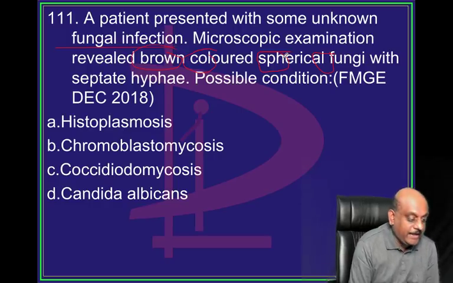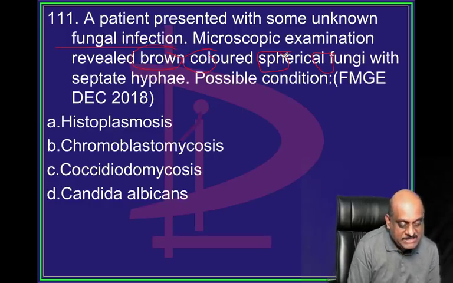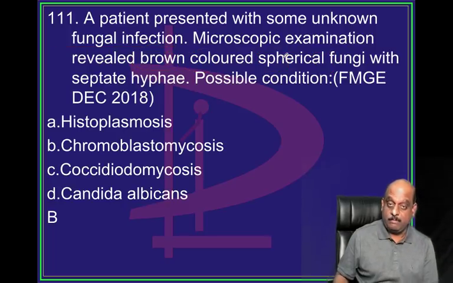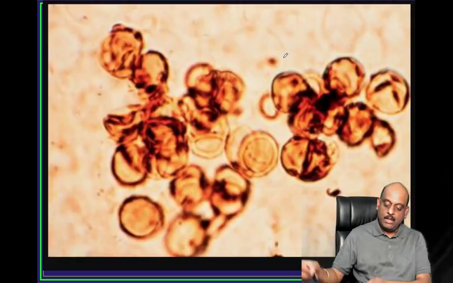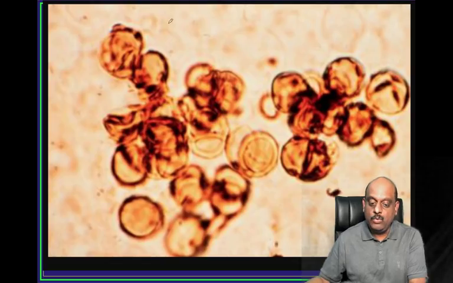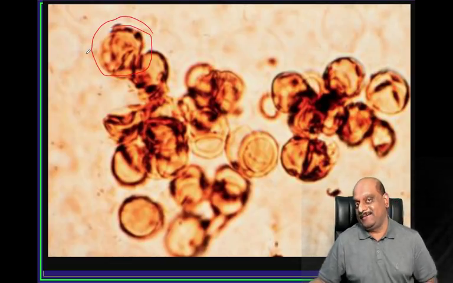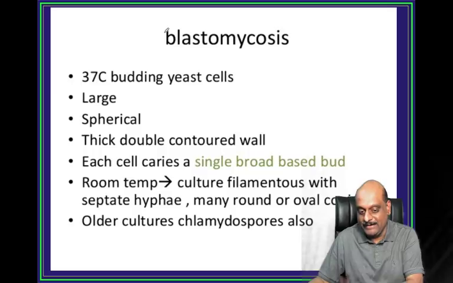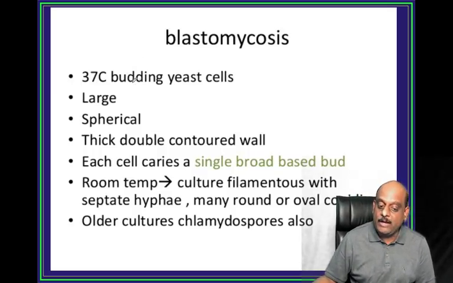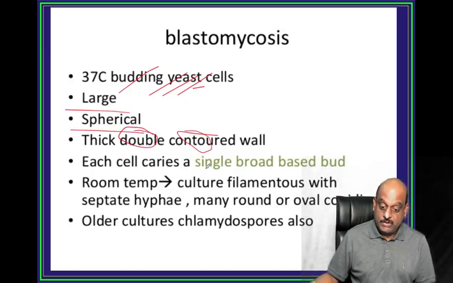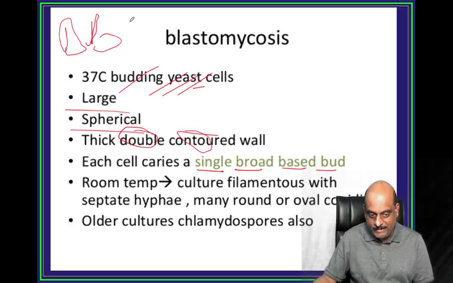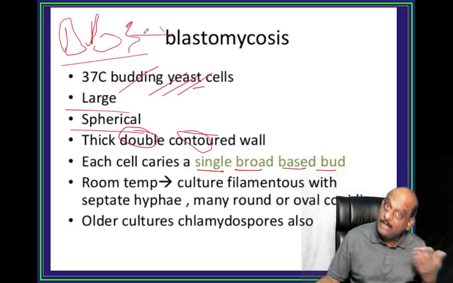Trisha Chakrabarti is saying blastomycosis, blast like answer. Absolutely right. Chromoblastomycosis. So what are these, doctor? Brown colored spherical fungi. Image based question आएगा कल, right? So blastomycosis are budding yeast cells, large spherical, thick, double contoured, single broad based bud. Broad based bud. B होता है B.